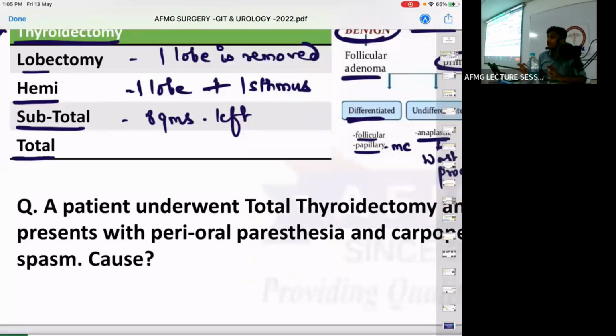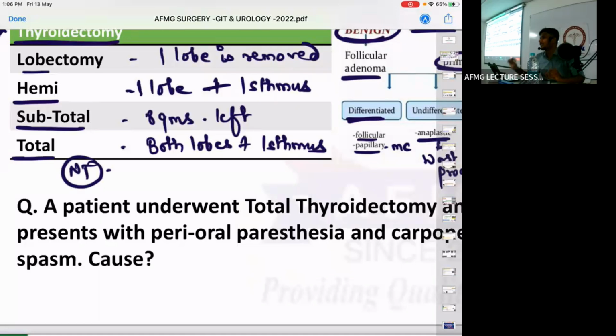The thyroid gland weighs 25 to 30 grams. Total thyroidectomy means both lobes plus isthmus. No issues with this. Sometimes they ask about near total thyroidectomy, and there is a lot of varying data. Some books say only 1 to 2 grams of thyroid tissue is left behind, some say 5 grams. So you can remember it as 1 to 5 grams of tissue left behind, depending on the involvement. Our target is to leave maximum thyroid tissue behind. Okay. No issues with this, anybody?